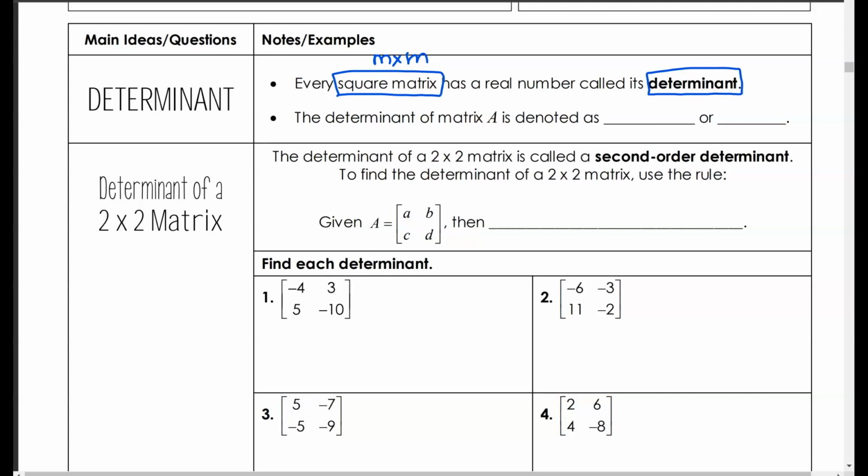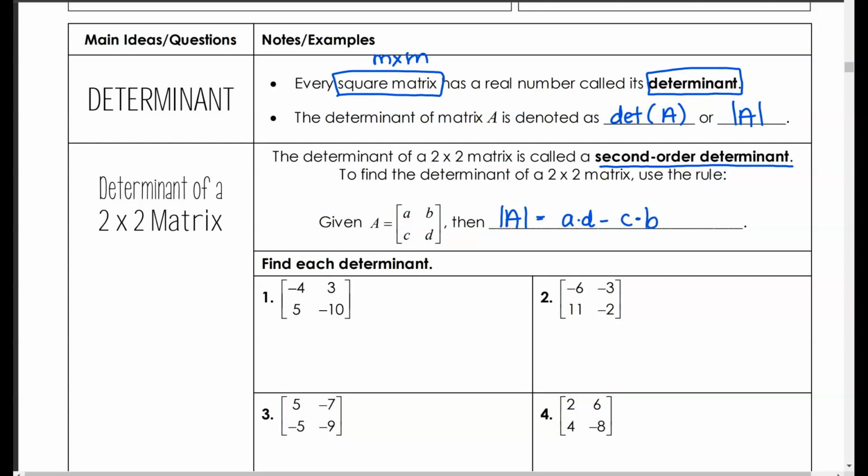The determinant of a matrix A is denoted as det of A. It looks kind of like the absolute value of A, but it's called the determinant of A when we're talking about matrices. The determinant of a 2 by 2 matrix is called a second order determinant. To find it, we use the following rule. Let's assume this is A, where every element is given by a, b, c, d. Then the determinant of A equals a times d minus c times b.